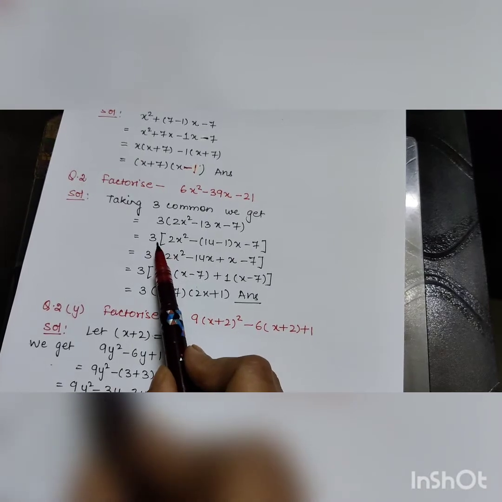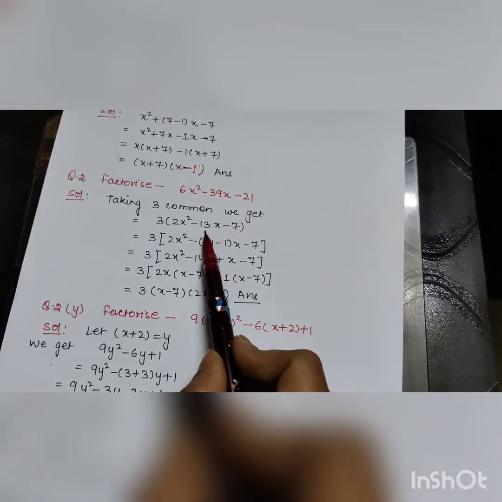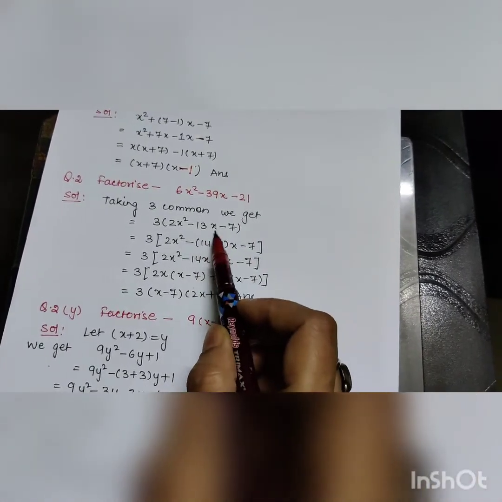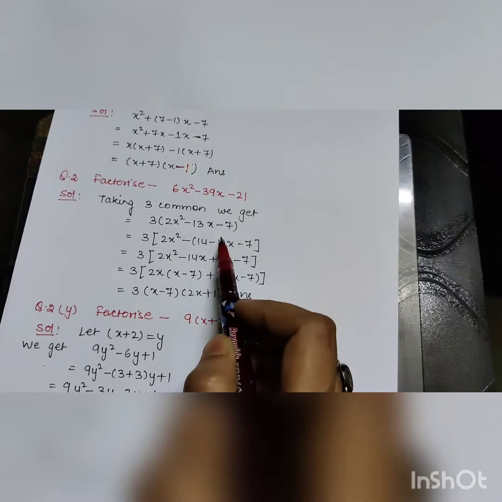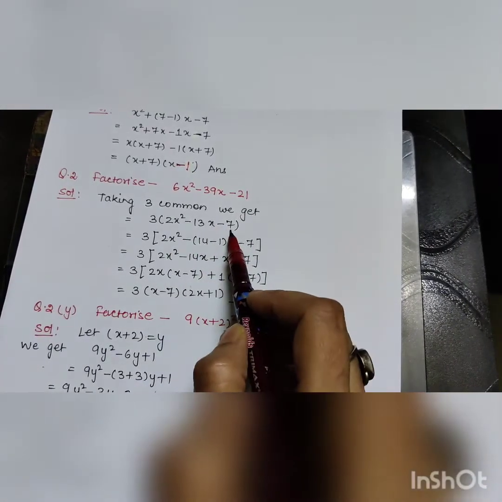Right? Now we can factorize 13. How can we factorize 13? Means how can 13 be written as the sum or the difference of two factors? Let's check this out. We have to multiply 2 with 7.